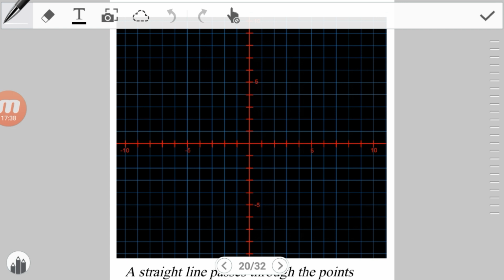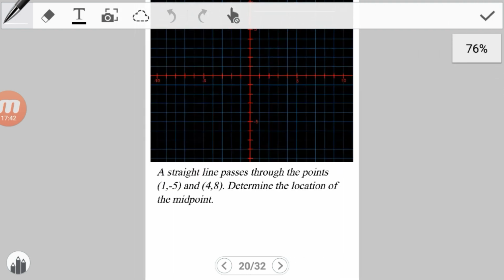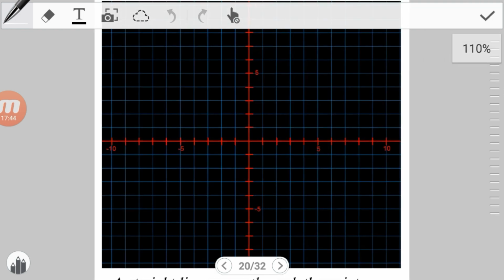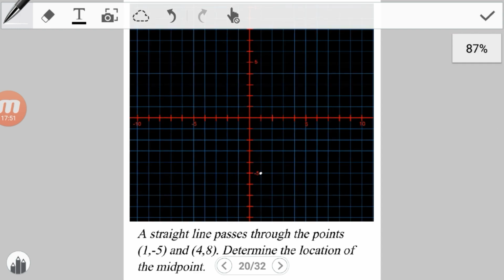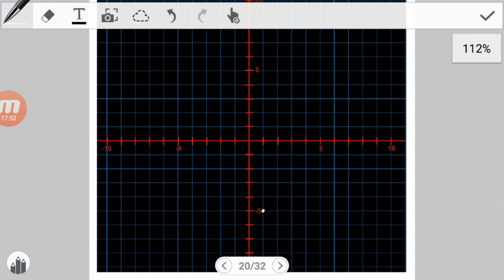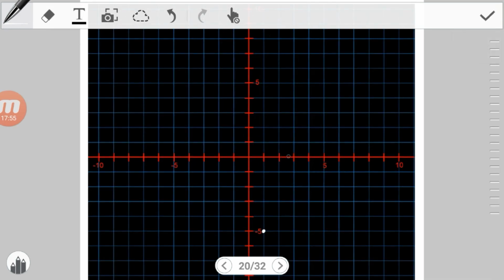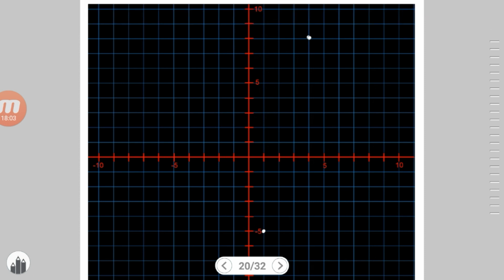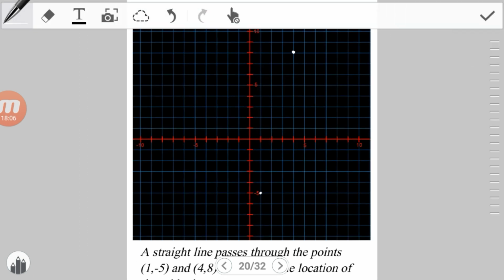and then we're going to look at plotting the point 4, 8. All right, so that's 1, -5, that's right here, and then we're looking at 4, 8. Okay, that's 4, 8. So 4, that's 1, 2, 3, 4, and all the way up 8, that's 1, 2, 3, 4, 5, 6, 7, 8. So I'm approximately here. Okay, those are my 2 points.